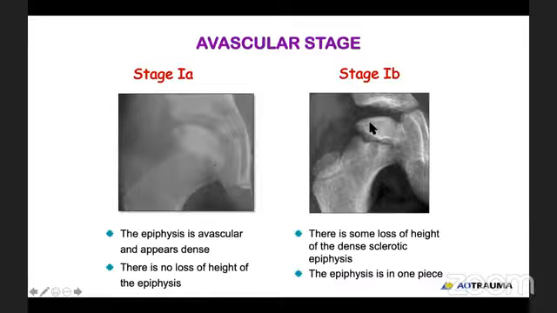Once it starts losing some height, it has now entered stage 1B. So stage 1 basically is a stage of avascularity where the head is dense. 1A, where the height of the epiphysis is normal as compared to the opposite side. 1B, where there's loss of height in addition to the sclerosis.